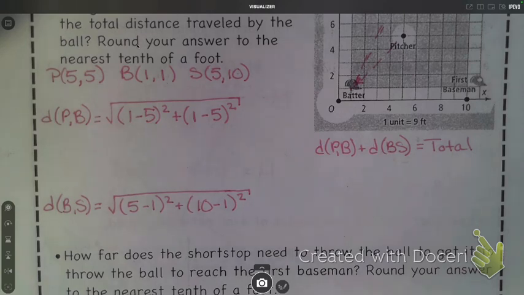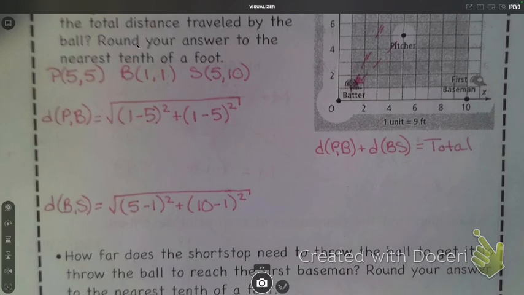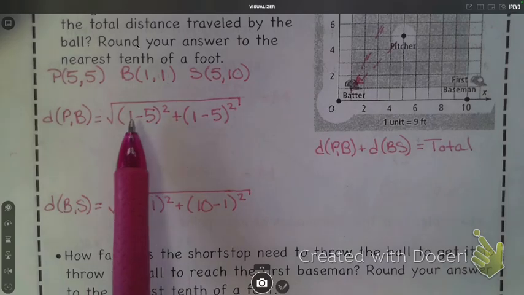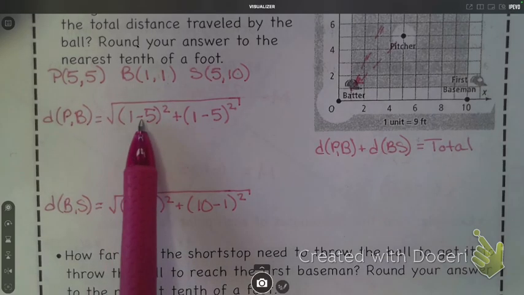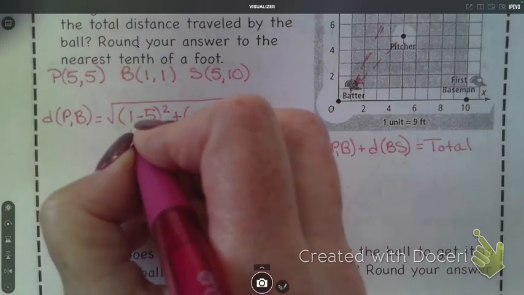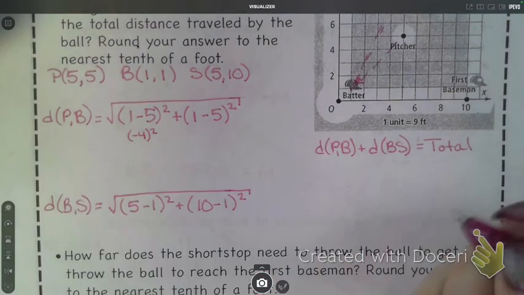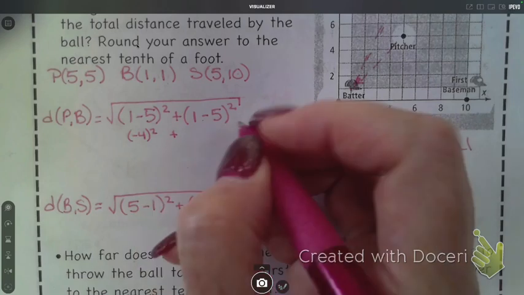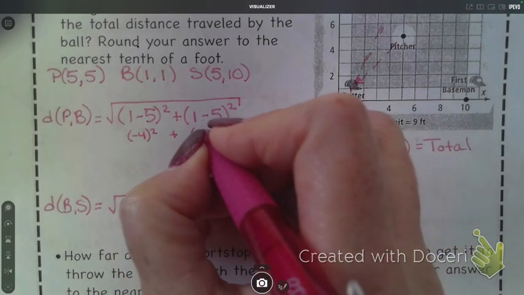Okay, so let's go back up to the pitcher. Anybody have a question on that one? I don't want to leave anybody out. Okay, so we're doing pitcher to batter and we're going to simplify. So 1 minus 5 is -4 squared. Have to put parentheses around that, right? Plus 1 minus 5 is -4 squared.